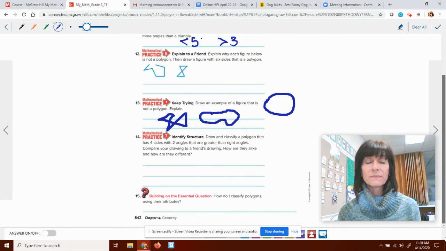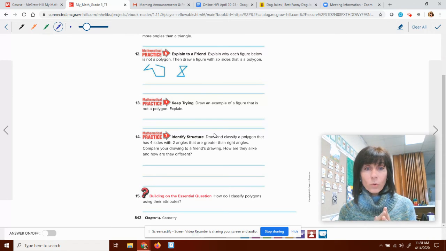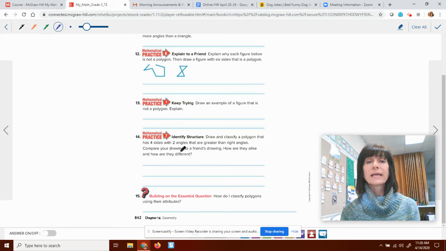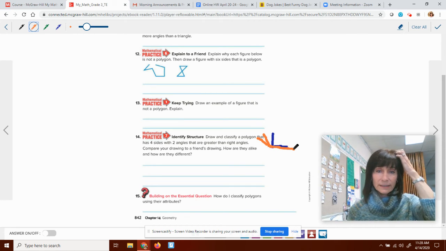Number 14 is draw and classify a polygon that has four sides with two angles that are greater than right angles. So make a polygon, four sides, two angles that are greater than right angles. You remember my right angle looked like this. They're asking for something greater. So the angle's got to be greater. Somehow, some way, this shape is greater.